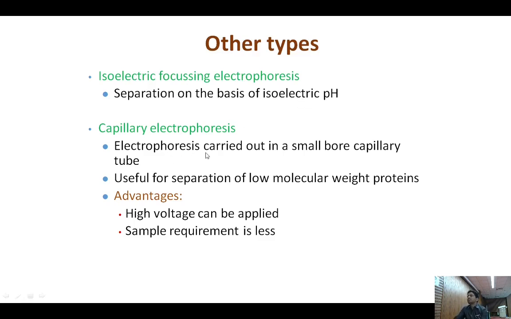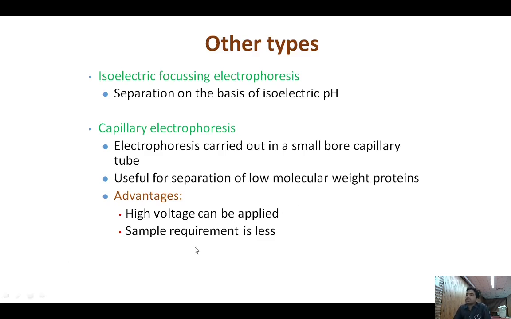Capillary electrophoresis: the supporting media is a small bore capillary tube. This is useful for separation of low molecular weight protein. Very low molecular weight protein does not move. If all the different protein fractions are of low molecular weight, the separation will not be proper in gel electrophoresis, so a capillary tube is used.